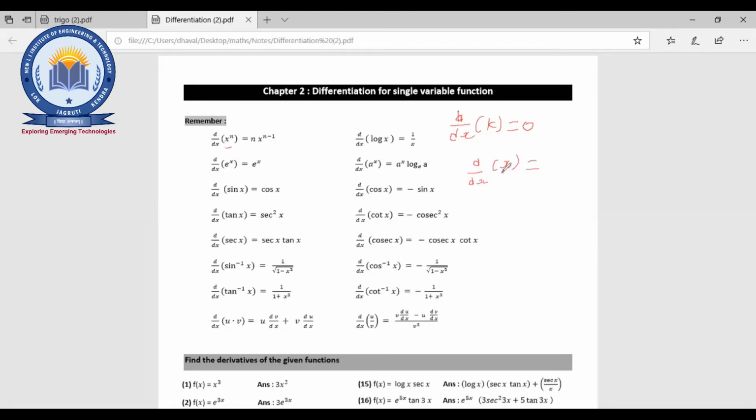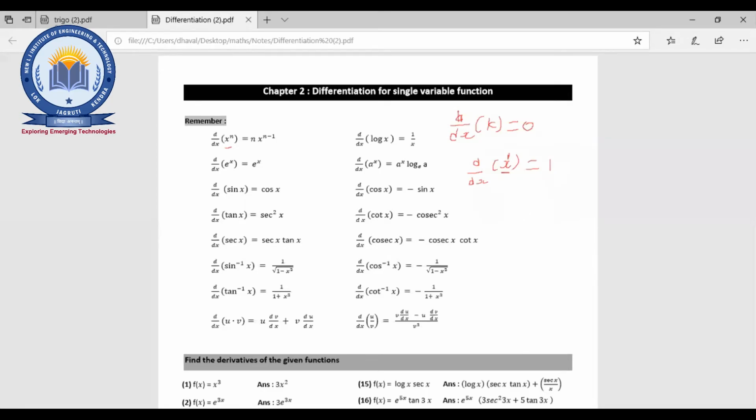Here there is an x, so it can be considered as x to the power of 1. So d by dx of x is 1. It is a simple one. Your answer is supposed to be 1. Fine.